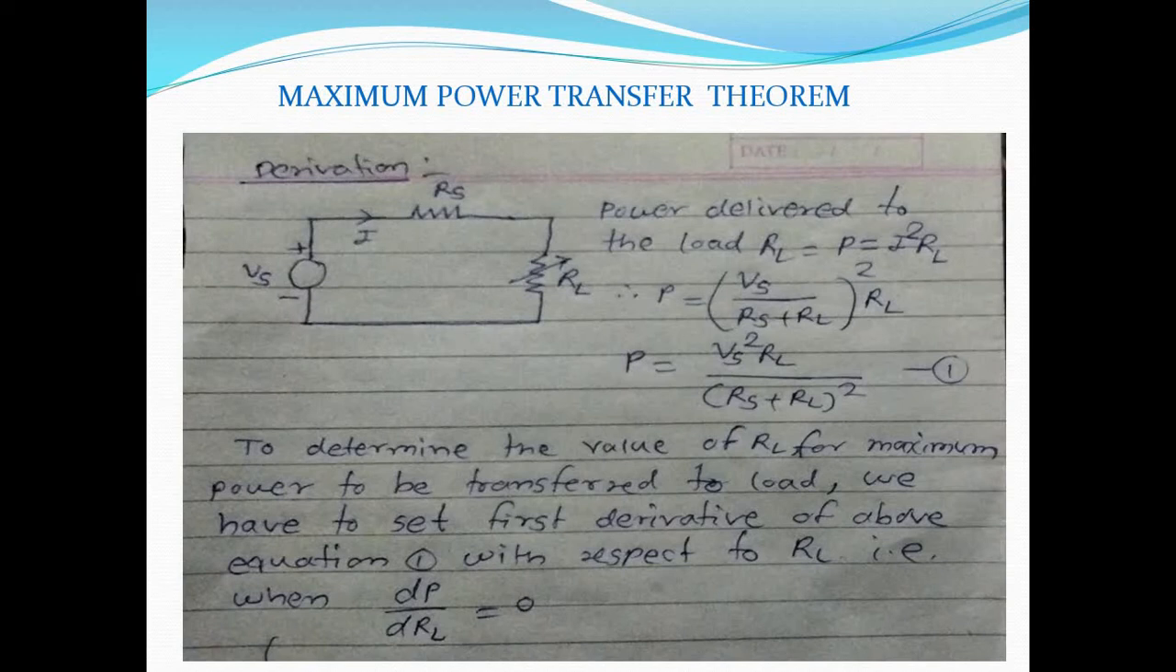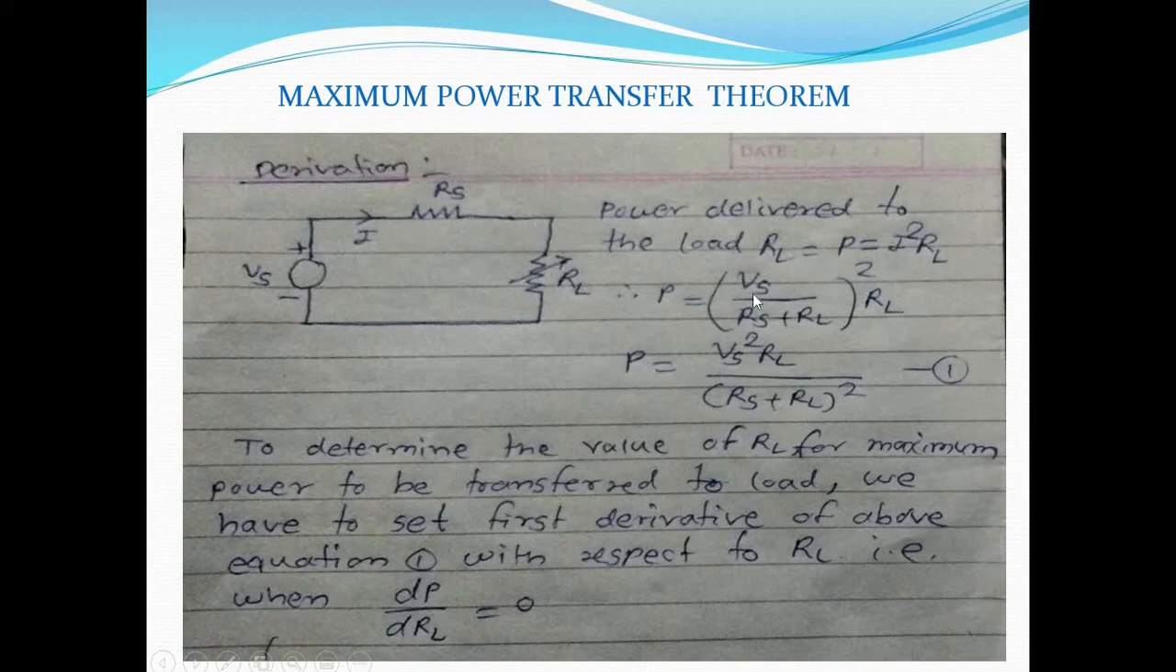For the derivation, we will consider the simple resistive circuit in which the voltage source is Vs, Rs is the source resistance, and RL is the load resistance, and current I is flowing through this circuit. The power delivered to the load RL is given by the formula P is equal to I squared into RL. For the current I, it is nothing but Vs upon Rs plus RL, because this is a simple series circuit.